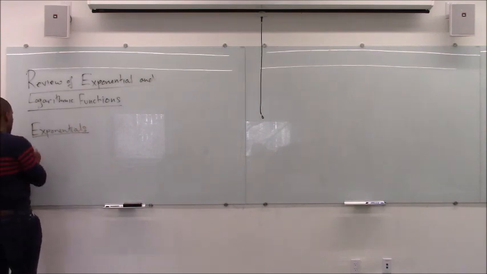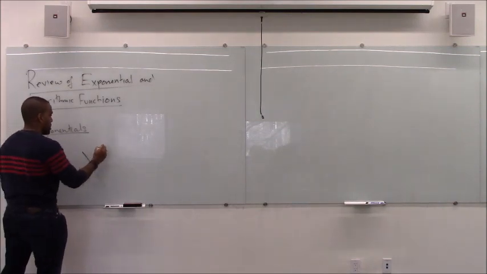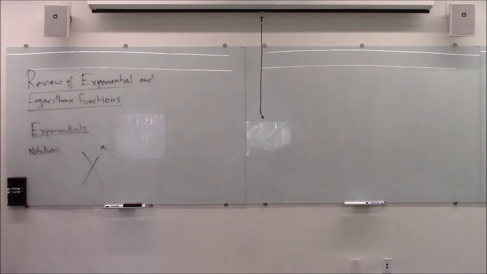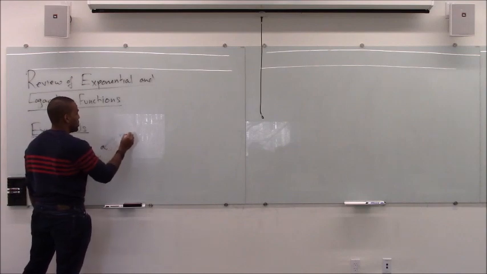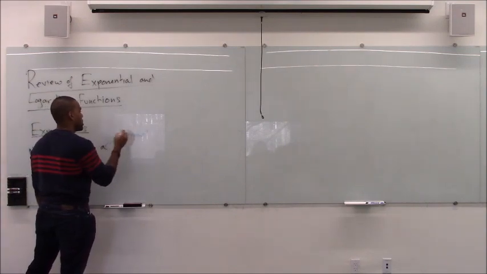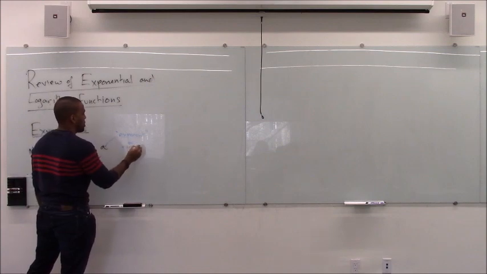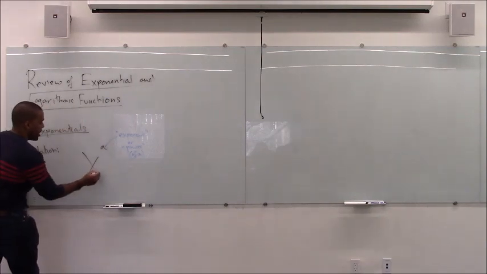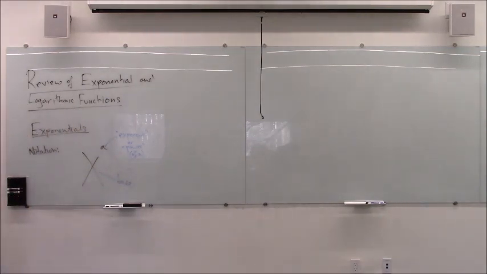So be aware of the notation. Say like x to the a. So the thing up here, it's called an exponent. Or it's called a power. Of course, it's of x. And x is called a base in this scenario.